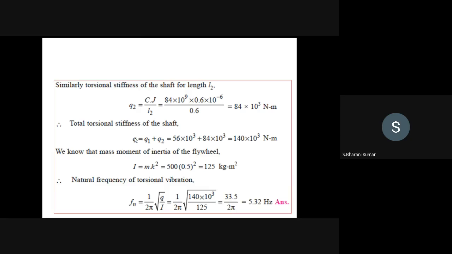L2 value is 0.6. We already found the Q1 value, and now we found the Q2 value. Put together, that is the total torsional stiffness of the shaft. Q equals Q1 plus Q2, that is 56 into 10 power 3 plus 84 into 10 power 3, that is 140 into 10 power 3 Newton meter. This is not stiffness, because the unit of stiffness is Newton per meter. Here it is called torsional stiffness.